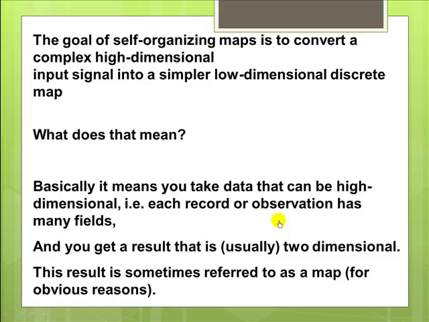So what does that mean? Basically, it means that you take data that can be high-dimensional, i.e. each record or observation has many fields. So you have an observation or a record, and it has many fields, many variables associated with it. So not just like X and Y, but maybe 100 variables. And like I just said, we did that with tweets. We considered them as vectors in a very high-dimensional space, or the large dictionary, which is high-dimensional, and you get a result that is usually two-dimensional. This result is sometimes referred to as a map.